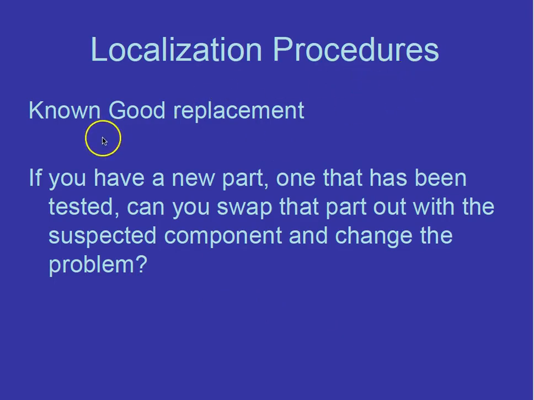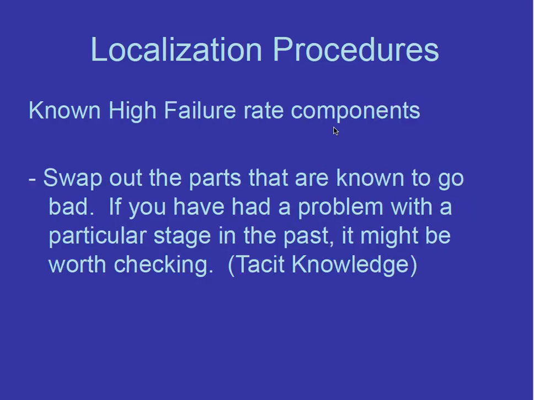Localization procedures, known good replacement. If you have a new part, one that has been tested, can you swap that part out with the suspected part and change the problem? And this you already do most of the time in the lab. If you have a new part, you replace the old one with it and then test whether the circuit is performing correctly or not. So that was your known good replacement.